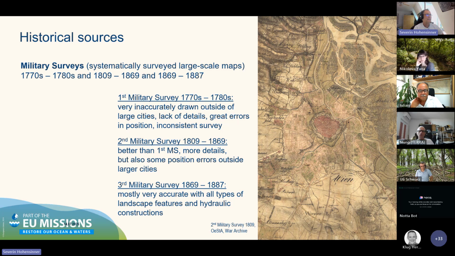The second military survey from 1809 to 1869 is much better than the first military survey. It shows more details, but also some position errors outside larger cities are evident.